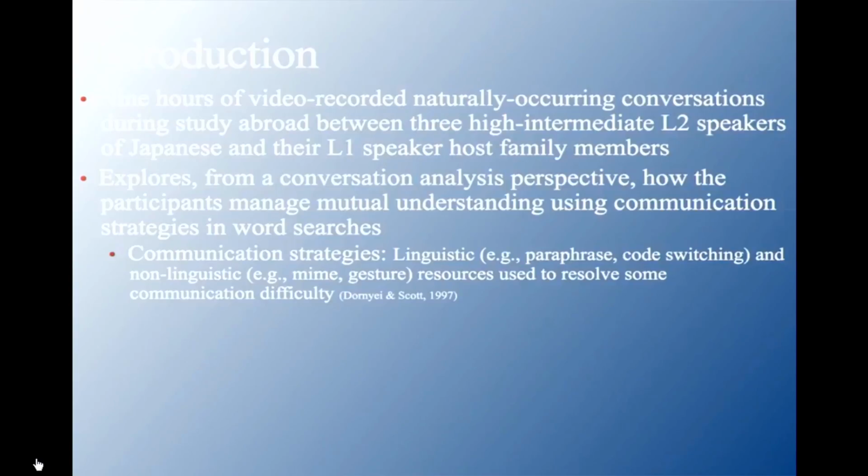The focus of the study is to use conversation analysis to explore how communication strategies are deployed, manipulated, and responded to as interactional resources used to find missing target words in word searches initiated by learners, the L1 speakers. Here, communication strategies are defined as linguistic and non-linguistic resources used to resolve some communication difficulty. So these include things like paraphrase, code switching, word coinage, mime, pointing, etc.